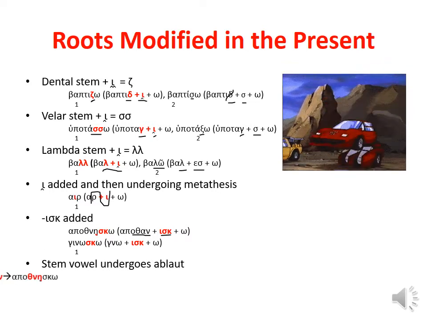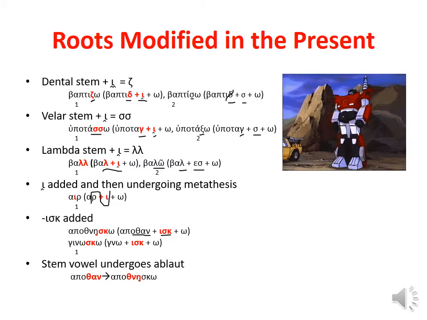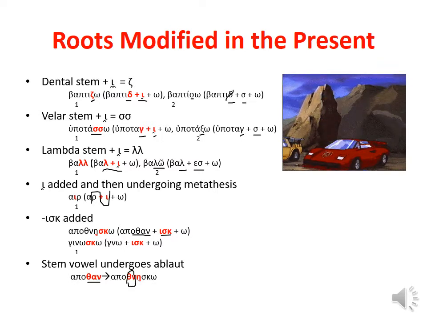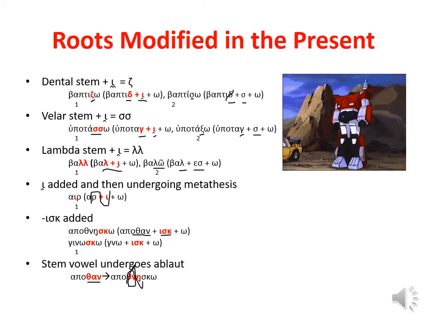And then sometimes your stem vowel will undergo ablaut. Ablaut simply means that your vowel grade has changed, either short to long or long to short, or the vowel has dropped out. So here you could explain apathnesco with apathon as having dropped the alpha, hence a version of ablaut. But you could also explain it as a form of metathesis with the alpha and the nu changing places and then the alpha lengthening to eta.